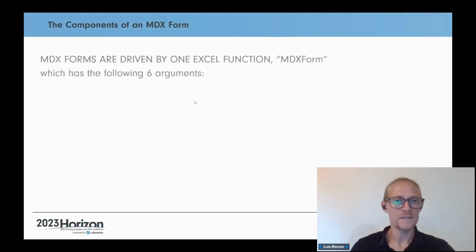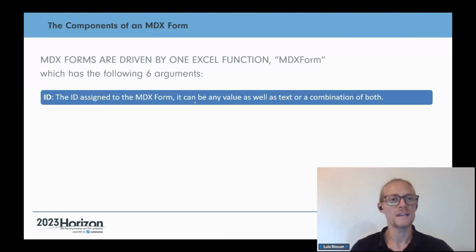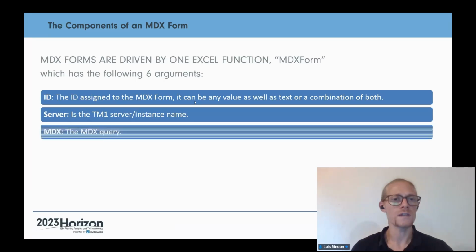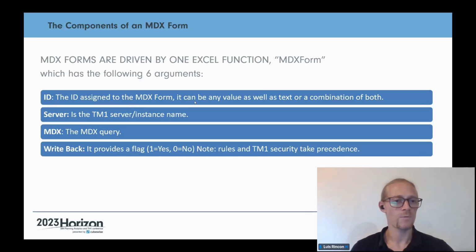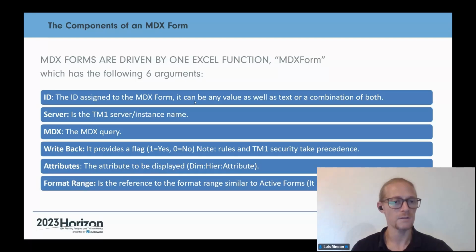That one single Excel function has only six arguments, very simple arguments. The ID, which is automatically assigned; you can also amend it to the report naming convention that you have at your work. The server, of course, or TM1 instance name, and the MDX query itself. It has a write-back flag, but obviously rules and TM1 security take precedence. You can also display different attributes, not necessarily only aliases, so it could be, for example, any string attribute for that matter.